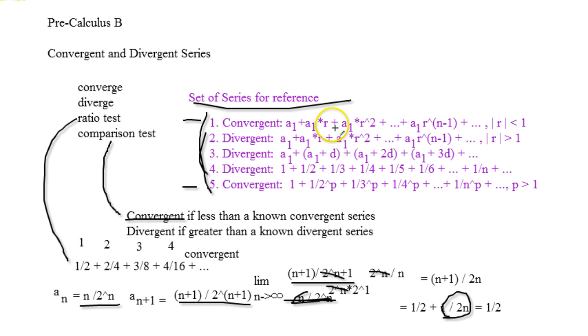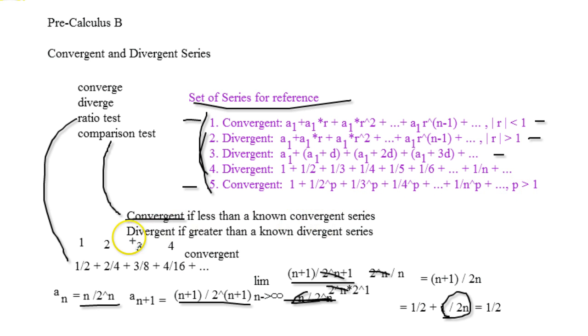The first one is just your basic common ratio formula, which is r is less than 1, and then this one is when r is greater than 1. Divergent is just your simple arithmetic series, so that one's pretty simple. Divergent is the sum of all the fractions as you go up to n, so that's actually kind of interesting. You think that one would be convergent. And then convergent would be 1 over 2 to the p plus 1 over 3 to the p plus 1 over 4 to the p, and it just works its way up.